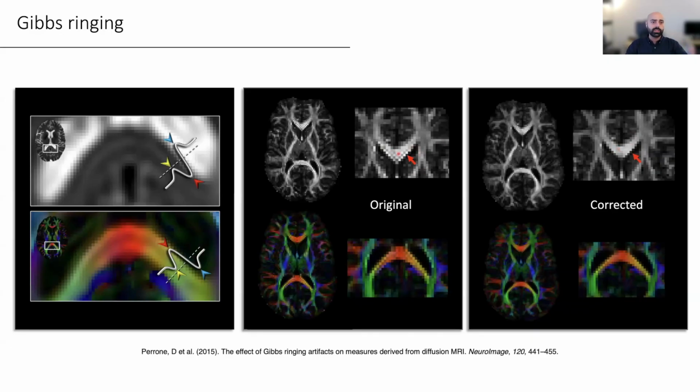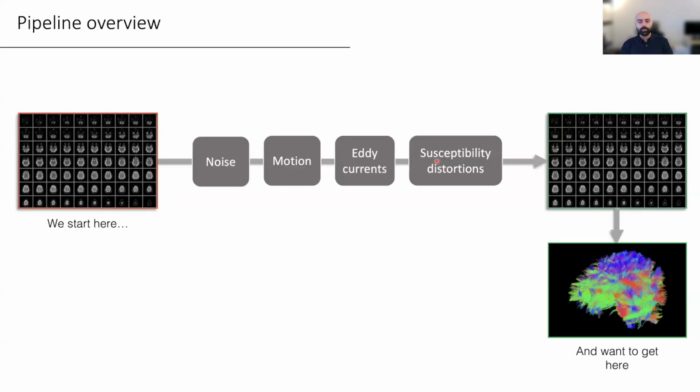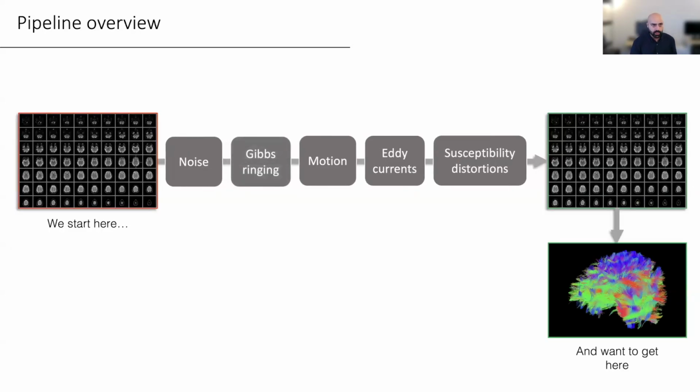And again, it's focusing here on the corpus callosum because it's a very clear example, but this type of artifact exists in the entire brain, right? Again, just like we saw with eddy currents, the rim is an indicator, but the effect is throughout the image. The same applies here. The corpus callosum is a good check, but the effect is throughout the image. So now the pipeline starts to look like this, where we now have noise, Gibbs ringing, motion, eddy currents, and susceptibility distortions.